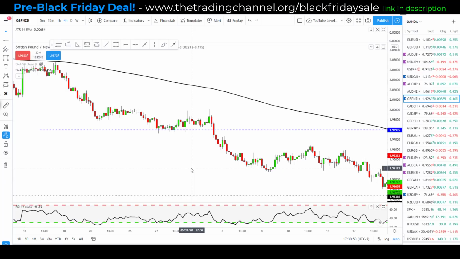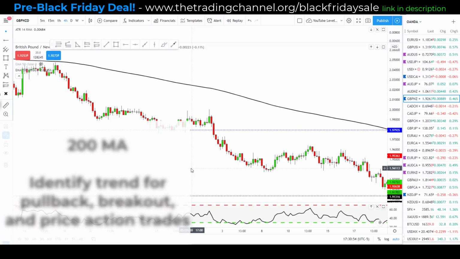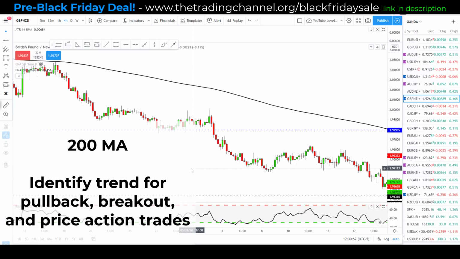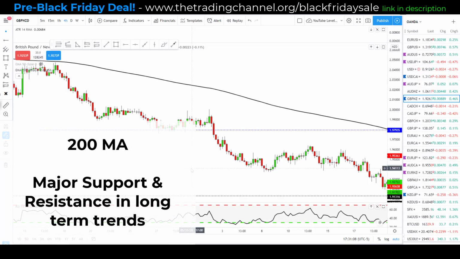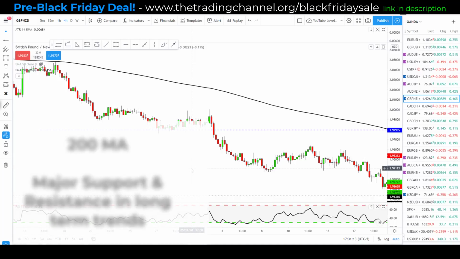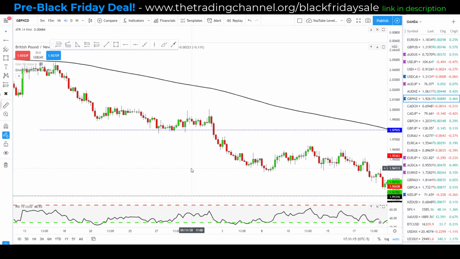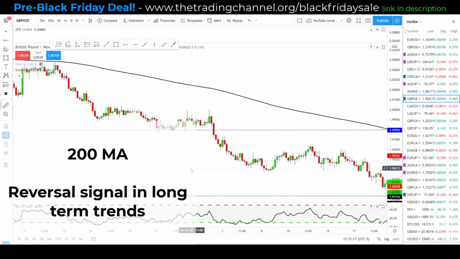And today, I'm gonna teach you 3 ways to do that, starting with way number 1, which is you use the 200 moving average for trend identification during breakout, pullback, and price action trades. The second way is to use it as a major level of support or resistance. And third, you're going to learn how to use the 200 moving average as a reversal signal in long-term trends. So if that sounds good, then we'll go ahead and get started with number 1.